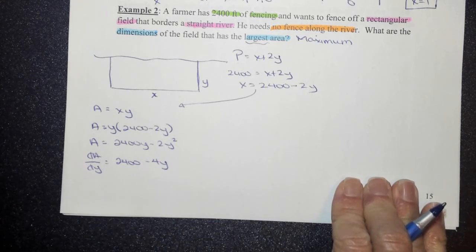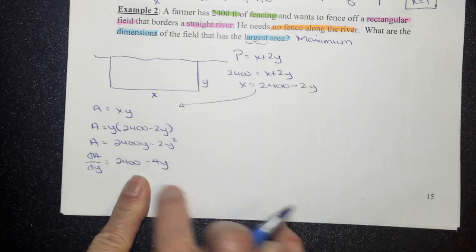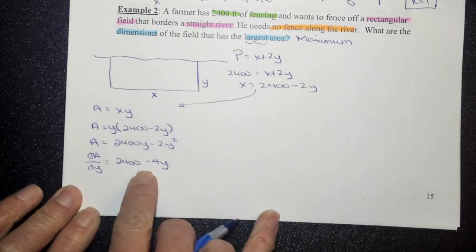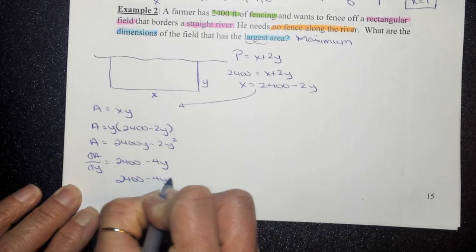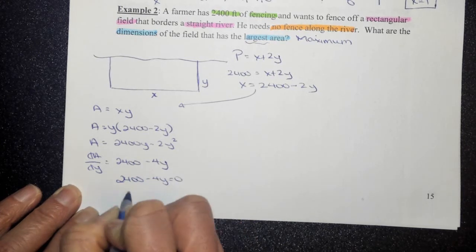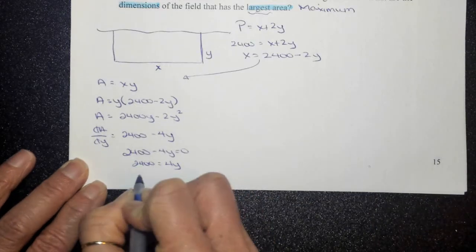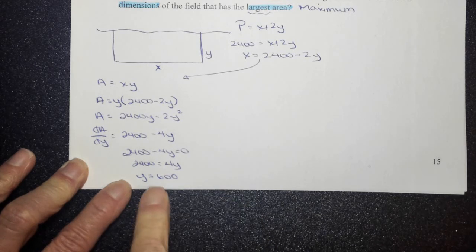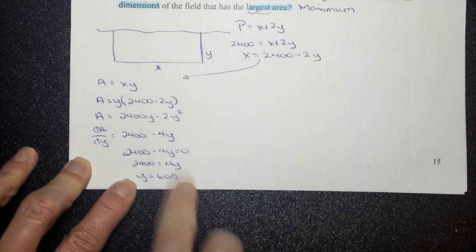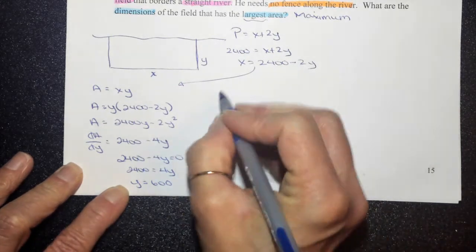Now, just like before, we have to obtain our critical number or numbers. So I'm going to set this derivative equal to 0. 2400 minus 4y is equal to 0. Add 4y and divide by 4. So we're saying that y is equal to 600, and more specifically, this would be 600 feet. But remember, we want to maximize. So let's test and see what happens.